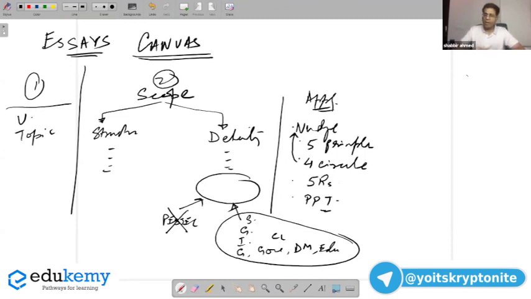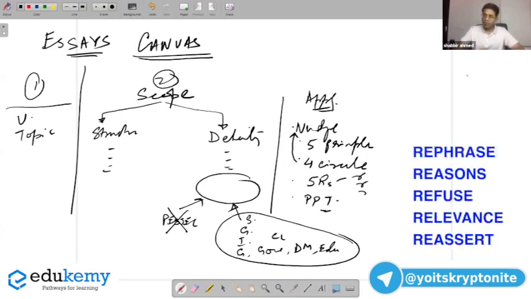Okay, 5R for abstract essays, and you get into rephrasing the essay, look for reasons, refuse, okay, talk about relevance from India perspective, and finally you also talk about reaffirming or reasserting what you have said.